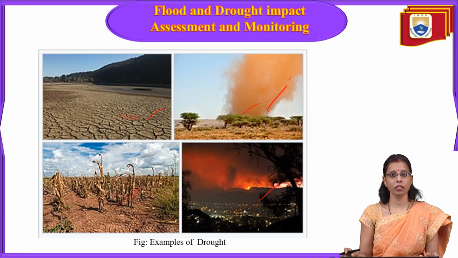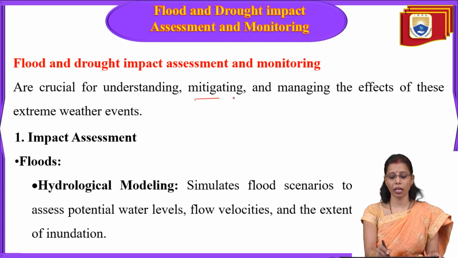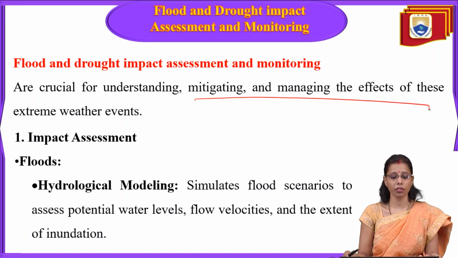So these are the conditions, these are the impacts that will happen due to flood and drought conditions. Now, how can we assess and monitor this, and how is GIS helpful in this? Let us understand. Flood and drought impact assessment and monitoring is crucial for understanding, mitigating and managing the effects of these extreme weather events.